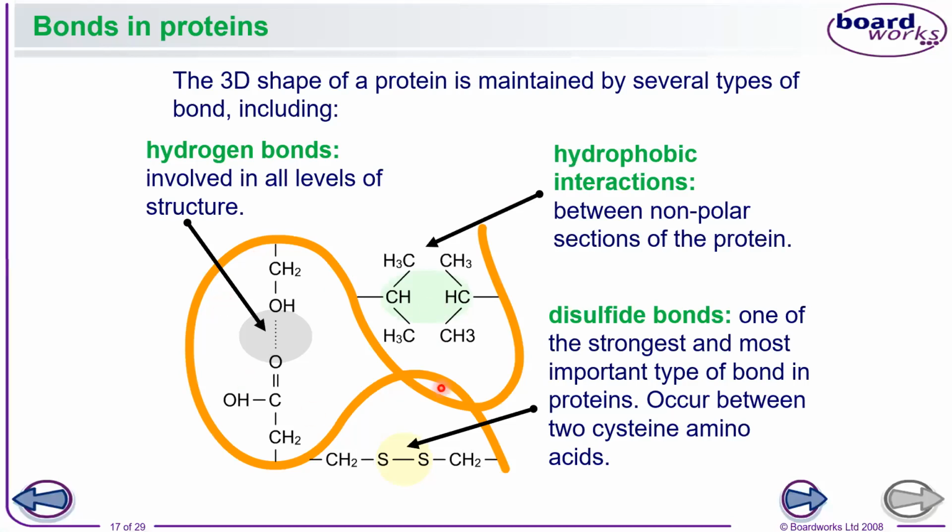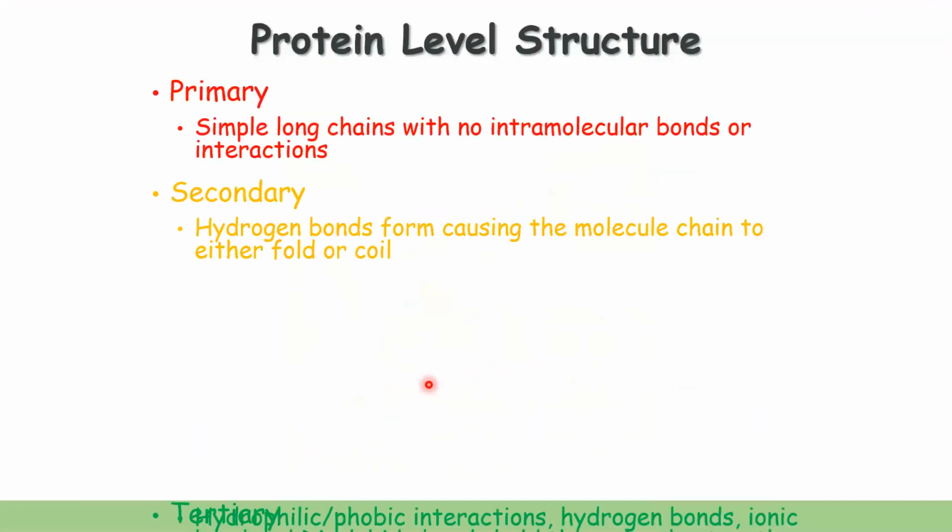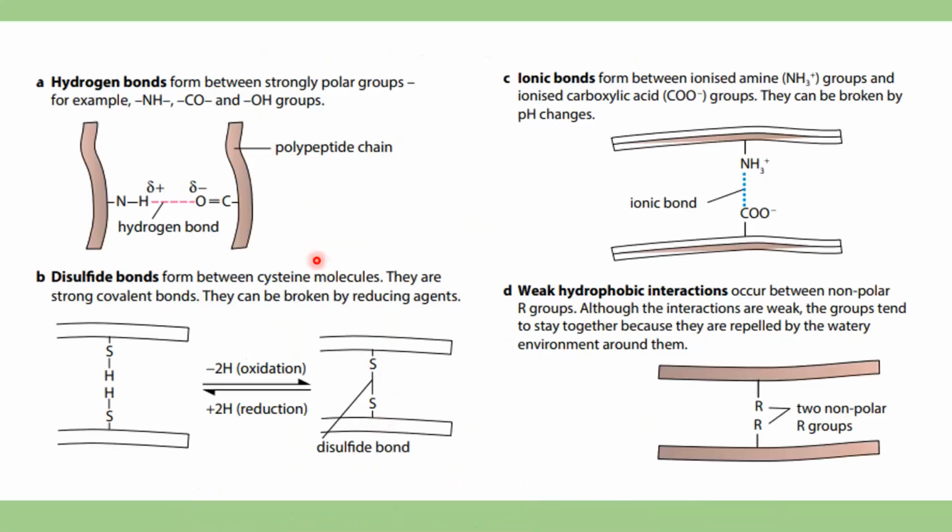So this was a single polypeptide chain. In quaternary, what will happen? We have two polypeptide chains now. Okay, so that is what is different in quaternary. Okay, and this one is from your book.